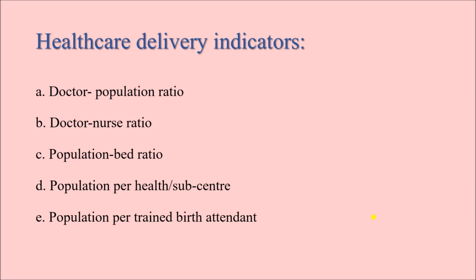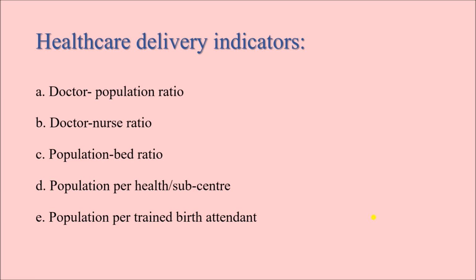Then we have the healthcare delivery indicators. There are different indicators which tell us about the healthcare services that are available in the country. For example, doctor population ratio. So for a certain number of people in the population, a certain number of doctors should be there so as to provide uninterrupted quality service. So maybe say for 1000 people there should be one doctor in a village, like this. Similarly, we can have doctor nurse ratio, population bed ratio, and population per health sub center ratio, then population per trained birth attendant, etc.